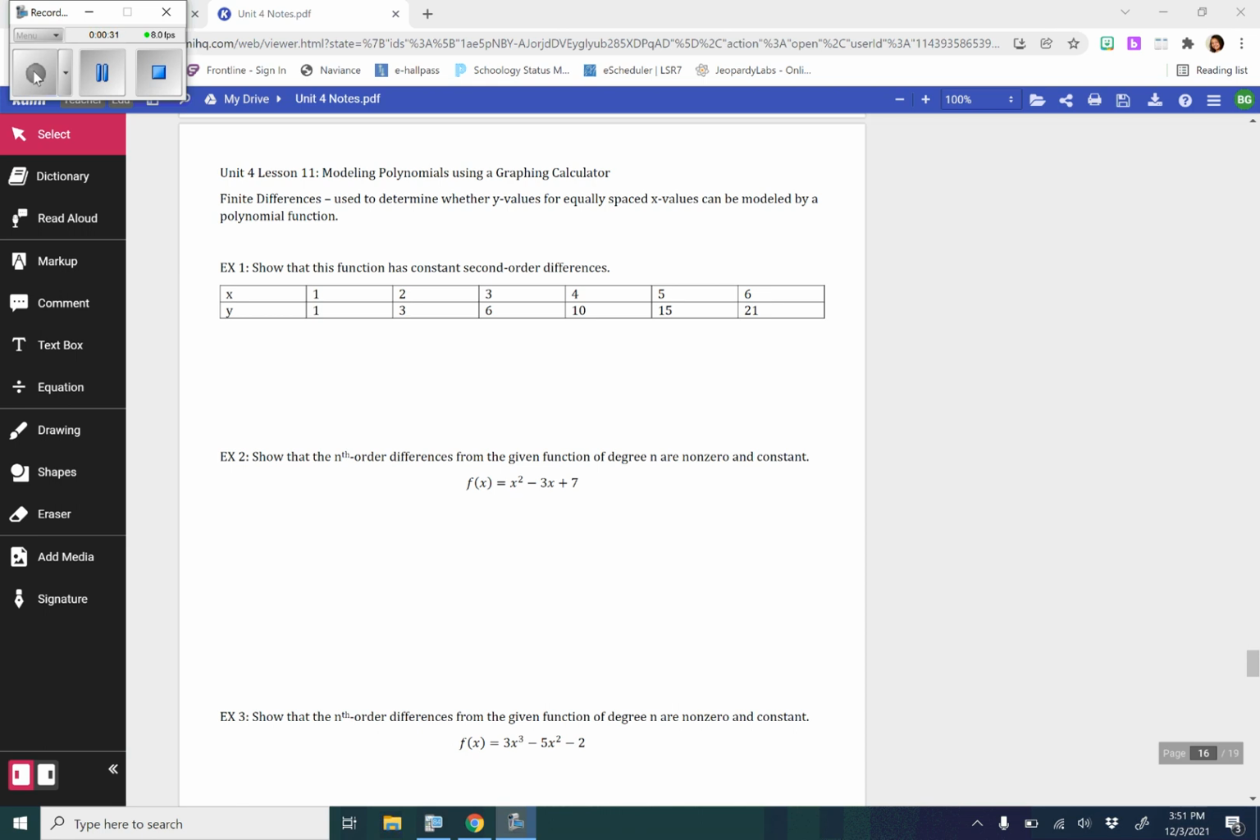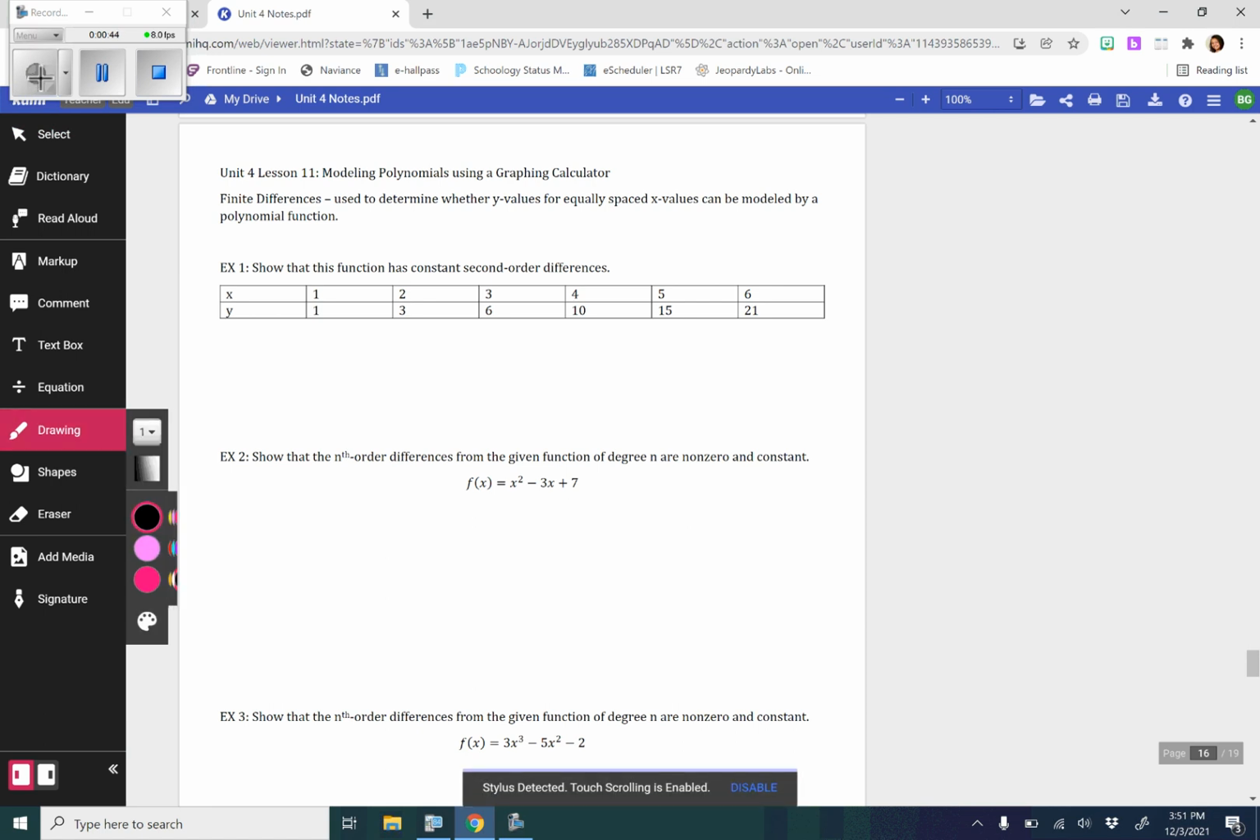Now, example 1 asks us, show that this function has constant second order difference. So what that means is that really that would be our polynomial of a second degree here. So we're going to have a quadratic, okay? Now, in order to have a constant second order difference, that means when we find the difference, it has to be constant, right? So it has to be the same value.